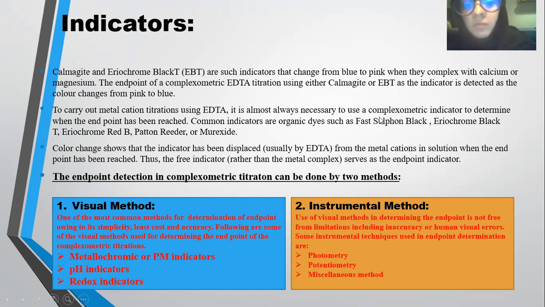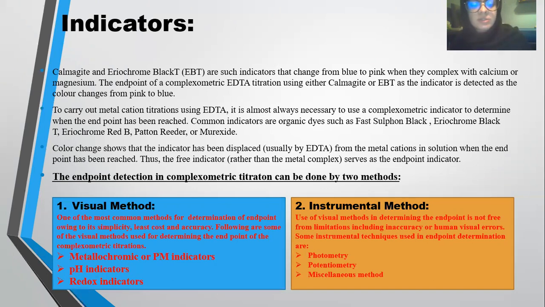It is almost always necessary to use complexometric indicators to determine when the endpoint has been reached. These indicators are organic dyes such as Fast Sulphon Black, Eriochrome Black T, Eriochrome Red B, Pyrocatechol Violet, and murexide. The color change shows that the indicator has been displaced, usually by the EDTA, from the metal cation in the solution when the endpoint has been reached. I also did this in the previous semester.